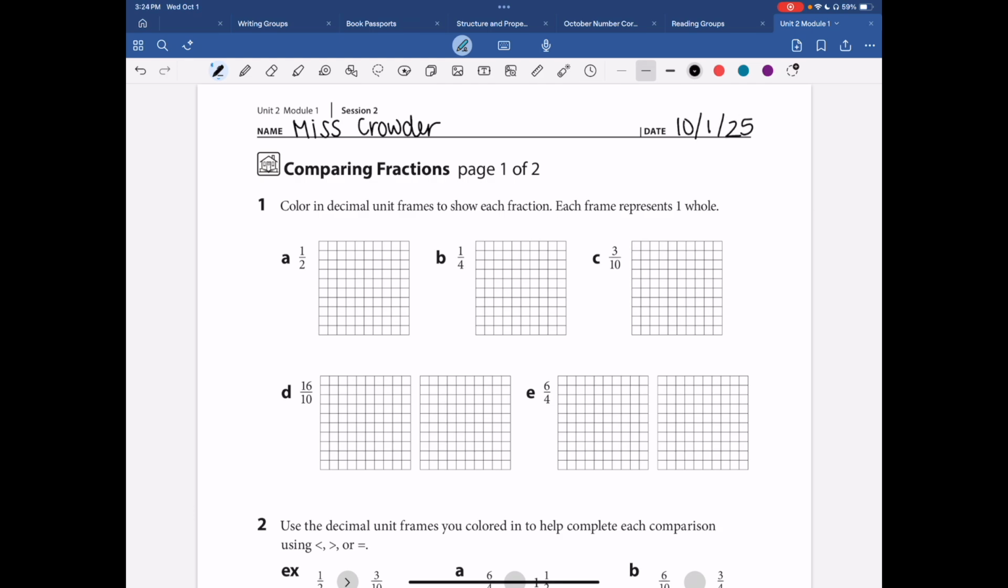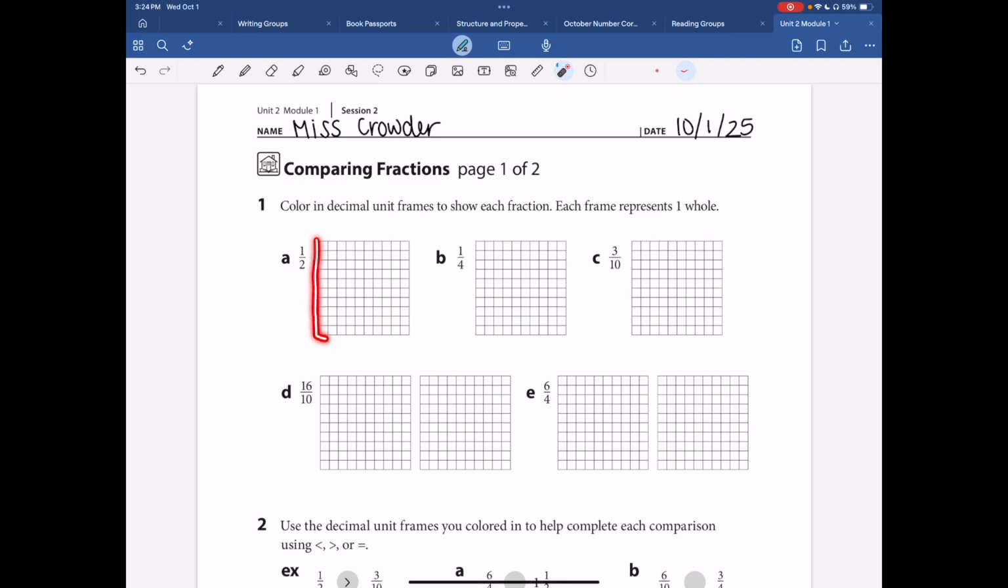All right, so we are comparing fractions. It says on number 1, color in decimal unit frames to show each fraction. Each frame represents one whole. So these grids right here are the unit frames that they're talking about. Think about our dollar grids that we were working with in class, and then our base 10 blocks that we were also working with in class.